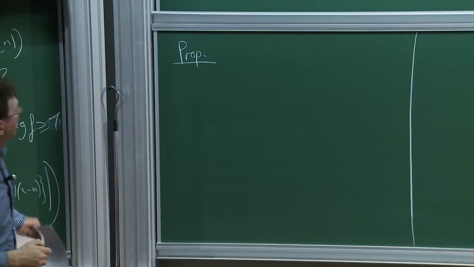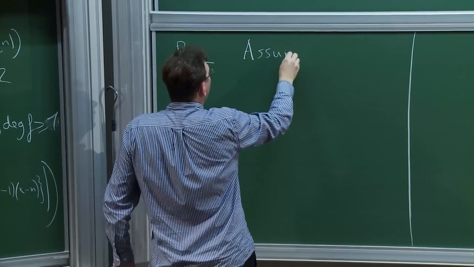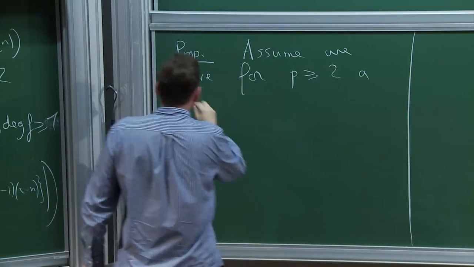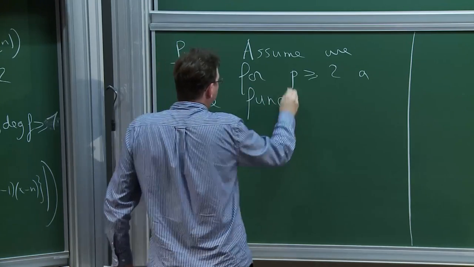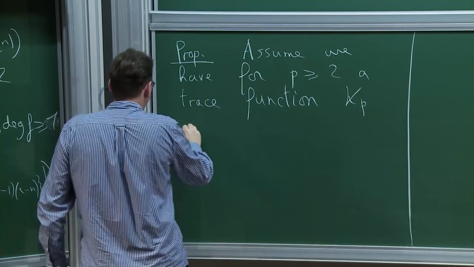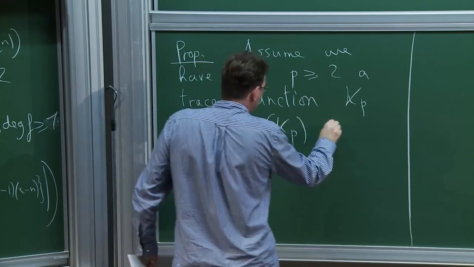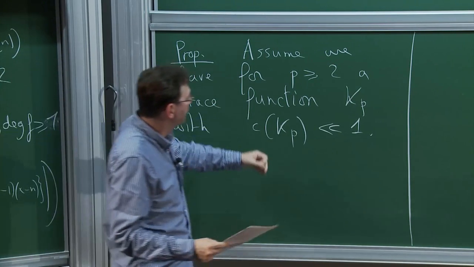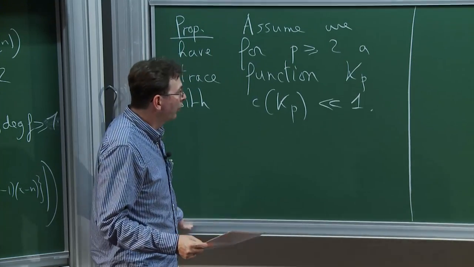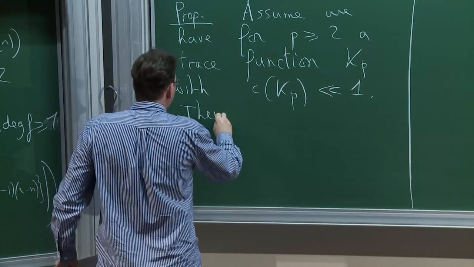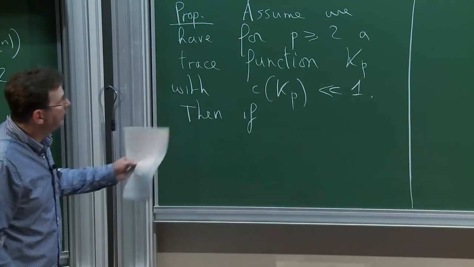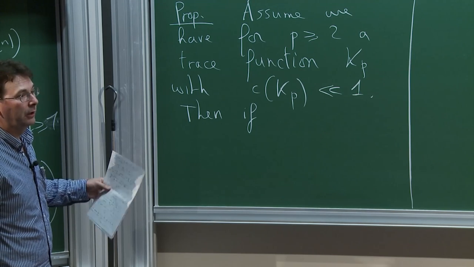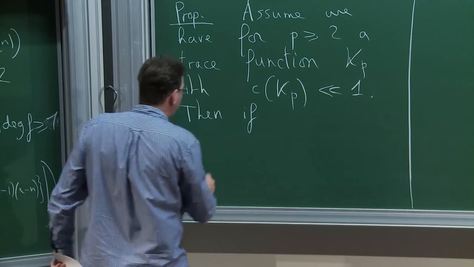So assume we have for every prime p a trace function k_p with complexity uniformly bounded as p varies. In analytic number theory, this is often the situation. For every prime p, there's a different trace function, and the complexity on the other hand does not grow with p. Then one can phrase this as an if and only if. For the application I want to point out, it's more interesting in the direction of proving geometric irreducibility from something. So I'll just take the if component.